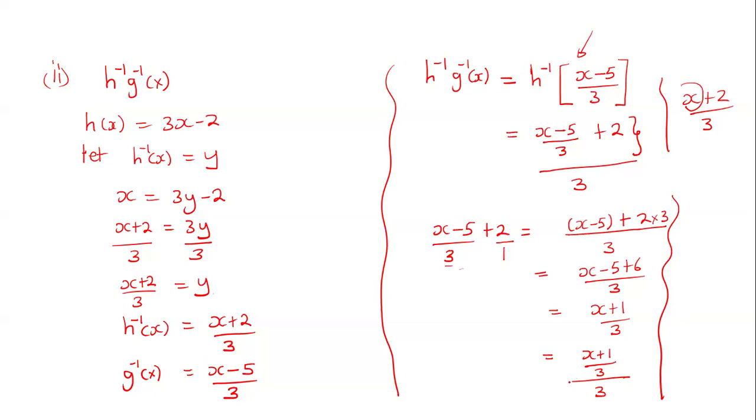Okay, we have x plus 1 divided by 3. Can't we get the reciprocal? Continue, yes. X plus 1 divided by 3 times 1 out of 3. So that's 1 into brackets x plus 1, which is the same as x plus 1 out of 9. So that is our inverse of the composite functions.